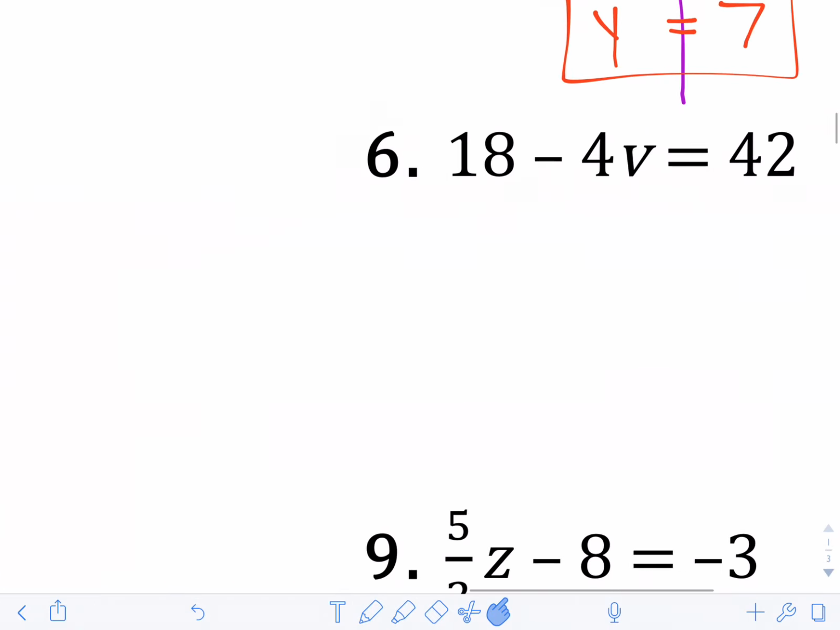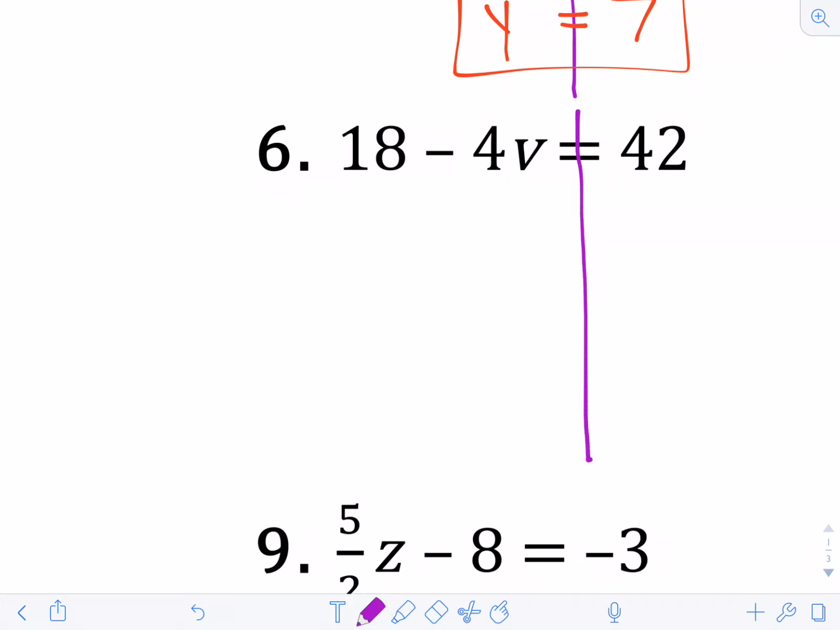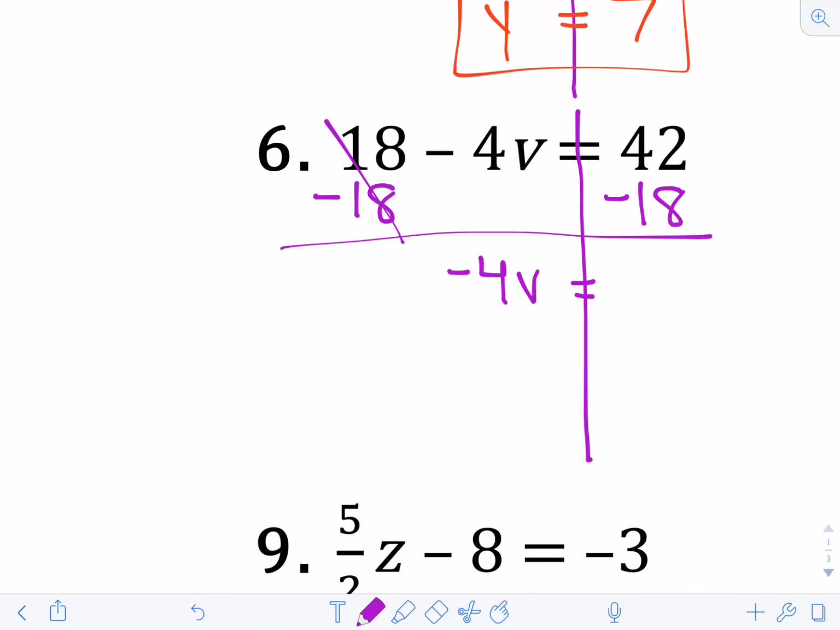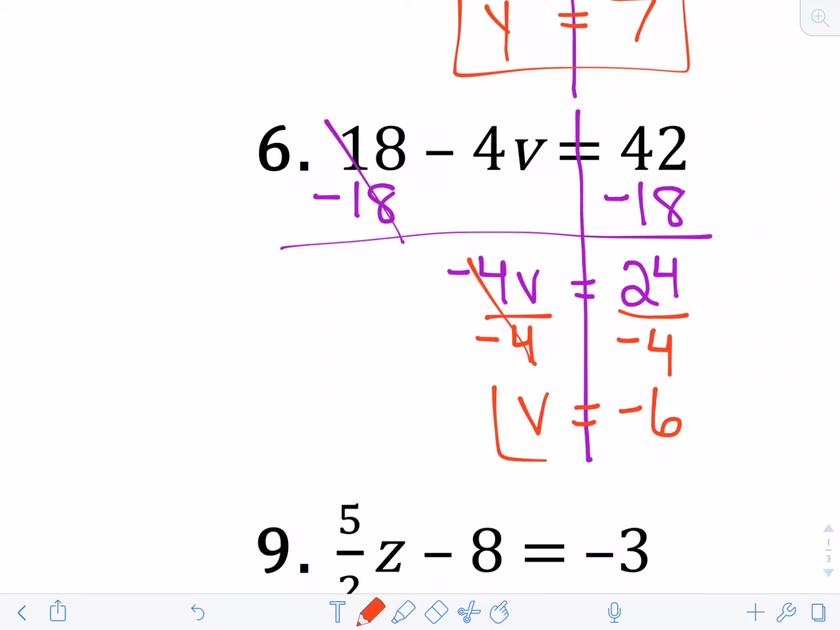Alright, number 6. And again, I'm going to put a line on the equal sign. So I'm going to go ahead and subtract this 18 because that doesn't have anything to do with my variable, so I'm going to get rid of it. Okay, that's my 0 pair. I have a negative 4v is equal to 42 minus 18 will give me 24. Right, then I've got to get that variable all by itself, so I'm going to divide both sides by negative 4. Negative 4 divided by negative 4 is just 1. So I have 1v is equal to 24 divided by negative 4 will give me negative 6.